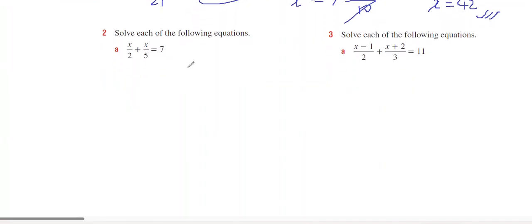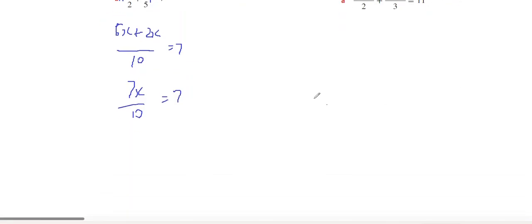In question 2, I've got a fraction over 2 and a fraction over 5, so I'd like to get a lowest common denominator of 10. And this needs to be multiplied by 5, so that gives me 5x. And this needs to be multiplied by 2, so that gives plus 2x. And I get 7x on 10 equals 7. And again, I'm going to move the 10 across. 7x equals 7 times 10.